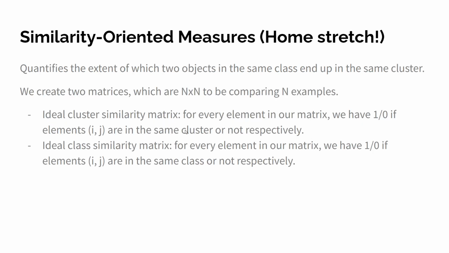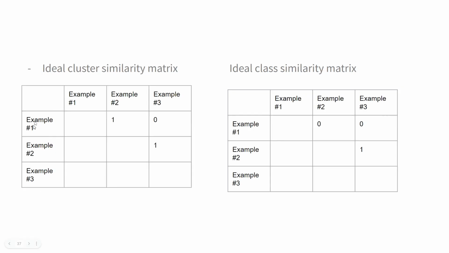I don't know if this wording is great, but for every element, we're going to put it at the top and the left, similar to the distance matrix. And we're just going to put a 1 if they end up in the same cluster, and a 0 if they end up in different clusters. So here we're saying example 1 and example 2 ended up in the same cluster, but example 1 and example 3 ended up in different clusters, but example 2 and example 3 ended up in the same cluster.